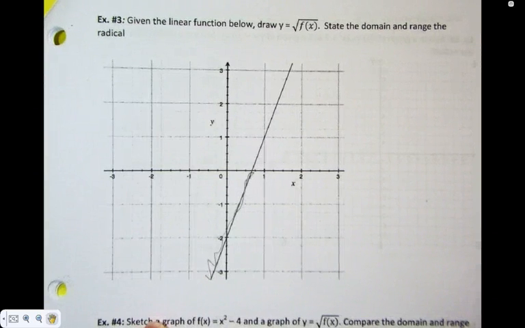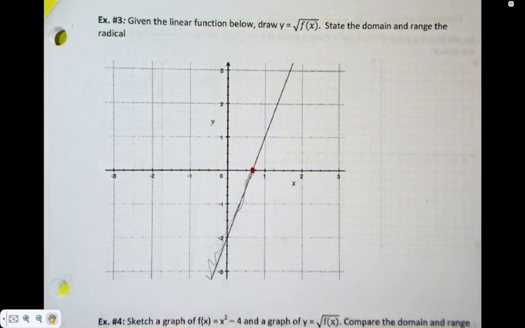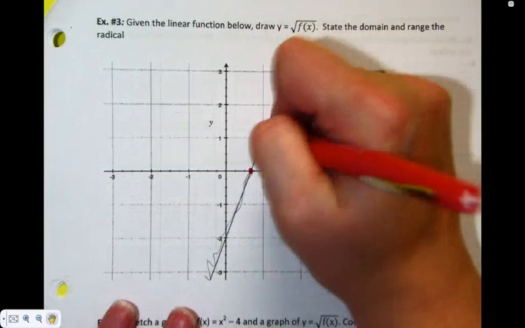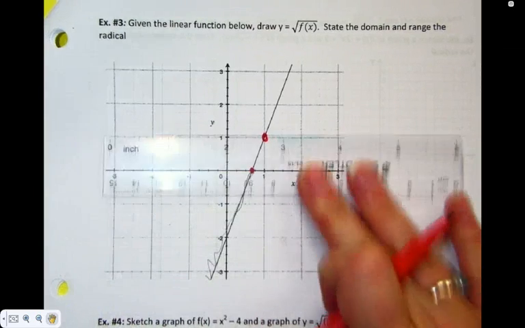Then what? X-intercept. Y equals 1. Make sure you're not doing x equals 1, although in this case it won't matter. But make sure you're going to y. That's why I like to use the ruler, because it helps me figure out I'm going horizontally.